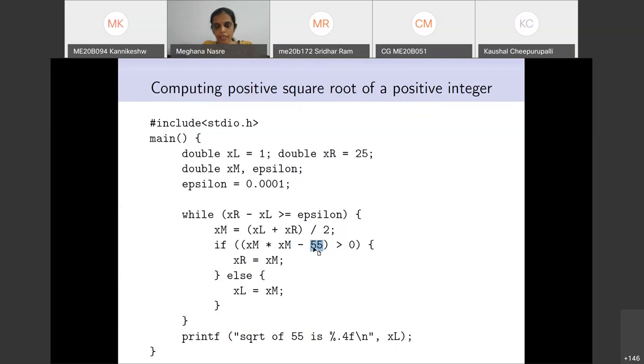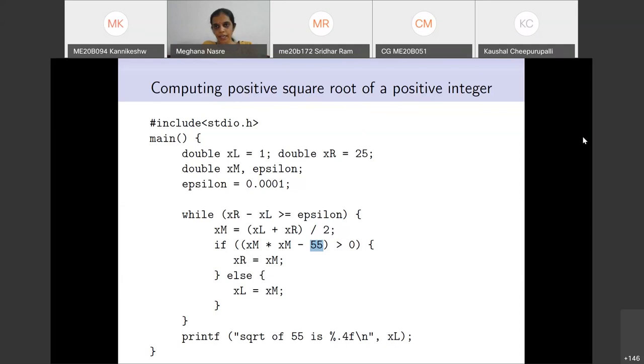Yes. Okay, so these need not be 1 and 25 or something. You can also choose, as I said, these can be any two values as long as they have this property that f of XL is negative, f of XR is positive. But if the user gives you a better guess, you will converge faster, right?